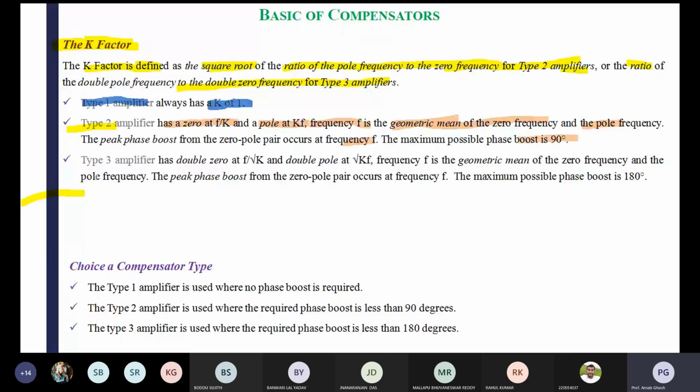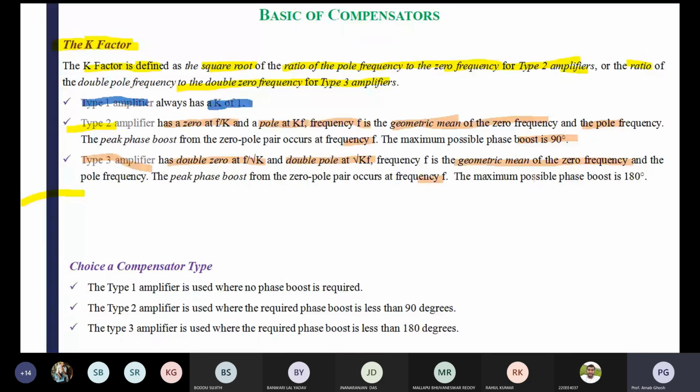Then the type 3 amplifier has a double zero at f by root k and a double pole at root k times f frequency. f is called the geometric mean of the zero frequency and the pole frequency. The peak phase boost from the pole-zero pair always occurs at that frequency f. I am showing you how that f comes, that maximum value. The maximum possible phase boost is 180 degrees.